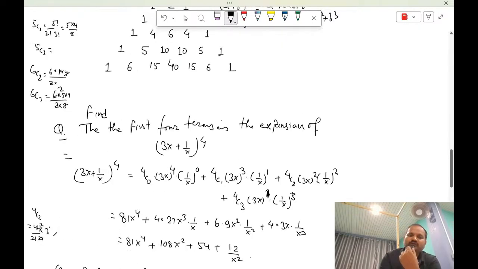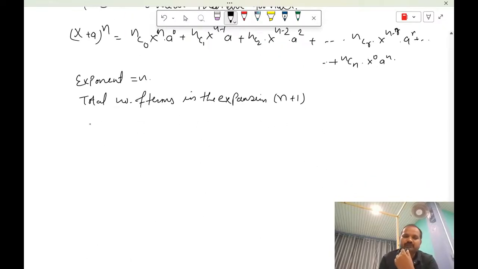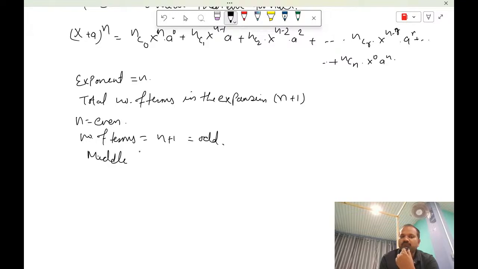Okay. So in the yesterday class, we have seen about the middle term. The middle term, if n is even, the number of terms will be n plus 1, and n plus 1 will become an odd number. So the middle term will become n by 2 plus 1th term. N by 2 plus 1th term.